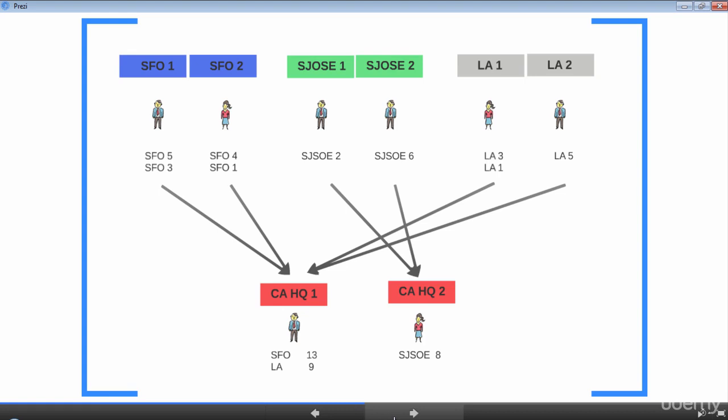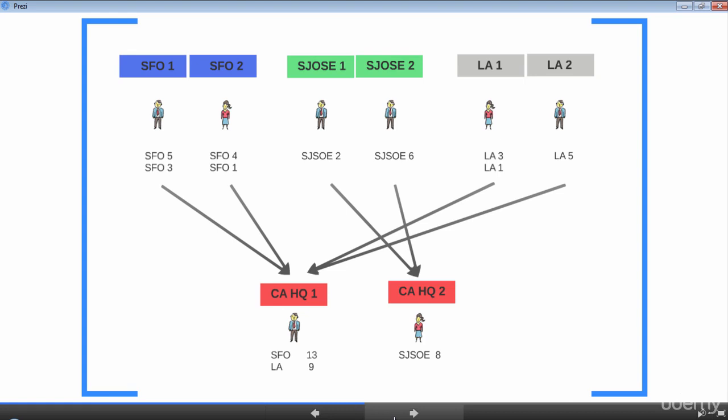You want the census takers for SFO, that is SFO1 and SFO2, to send their results to either California headquarters 1 or headquarters 2. You don't want SFO1 sending results to California headquarters 1 and SFO2 sending their results to California headquarters 2, because this would result in the population count for SFO divided between headquarters 1 and 2. That is not ideal, right? Because we want a consolidated population count by city, not partial counts.